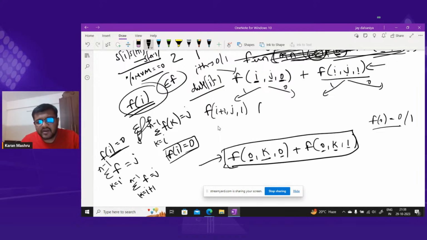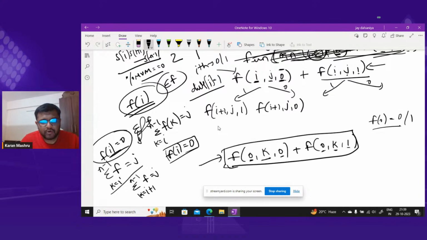Okay, and here it will be f of I plus 1, j and 0. Now understand this thing: f of i, j, 0 denotes the number of suffixes starting with index I whose sum of f values is j, and the suffix starting with index I, that is f of I, has value 0. Now tell me, if from I to n minus 1 the sum is j and if f of I is 0, how can we know f of I is 0?